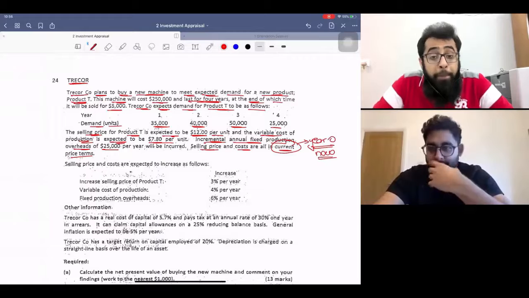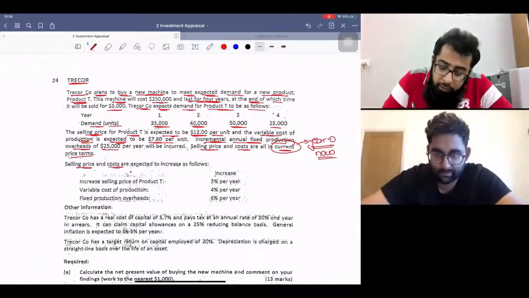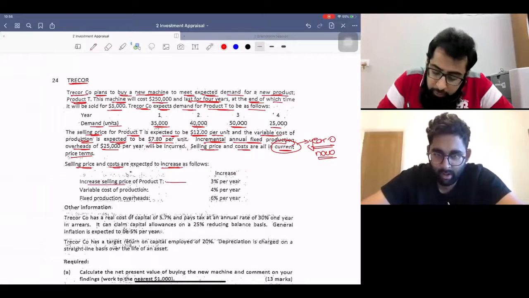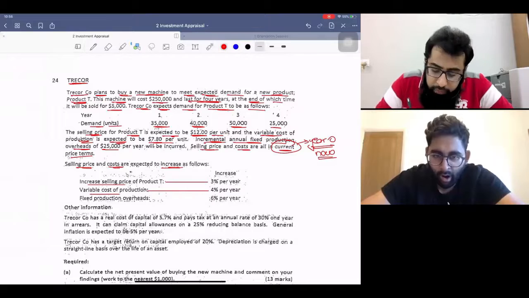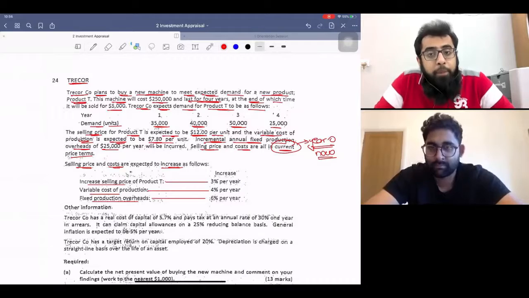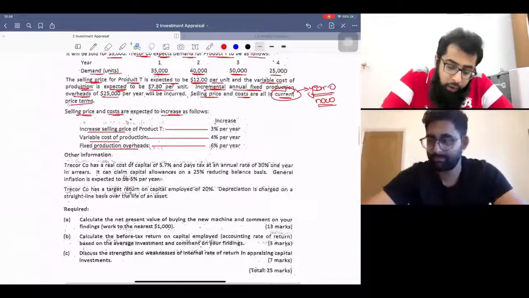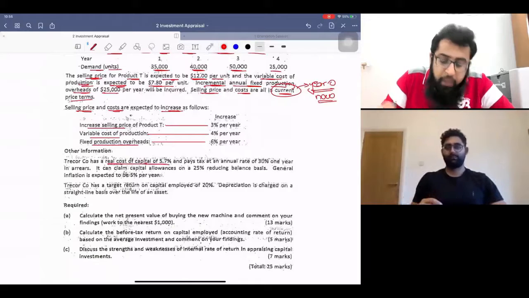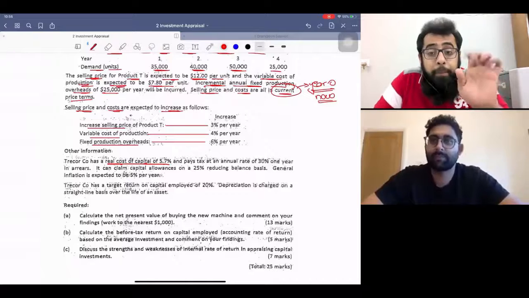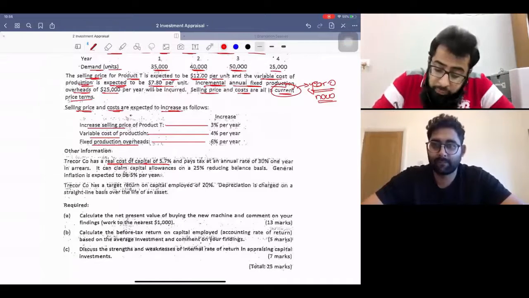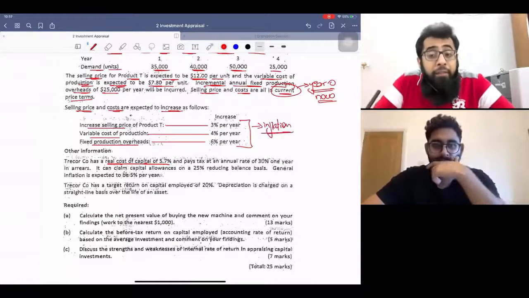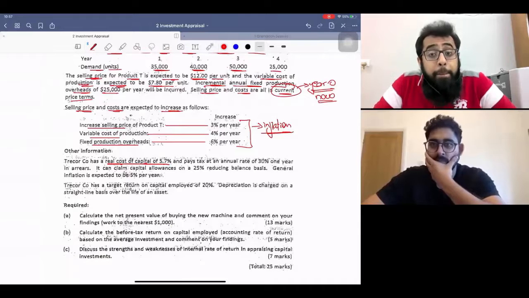Okay. Now, selling price and cost are expected to increase as follows. Selling price will increase each year by 3%. Variable cost will increase each year by 4%, and fixed production overhead will increase by 6% each year. Tricor Company has a real cost of capital of 5.7%. Now, real cost of capital means the uninflated one. And these are the inflation rates. Now, when I inflate the cash flows, I want the nominal rate.